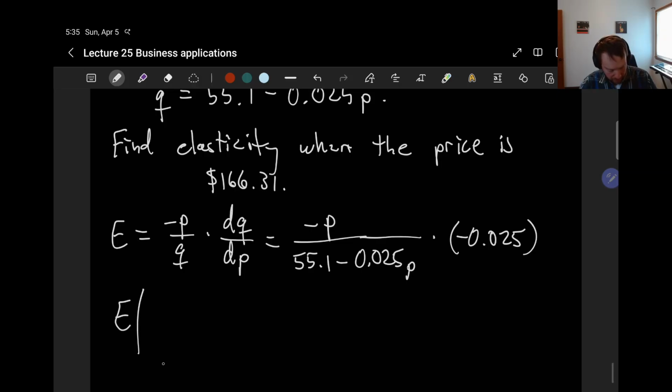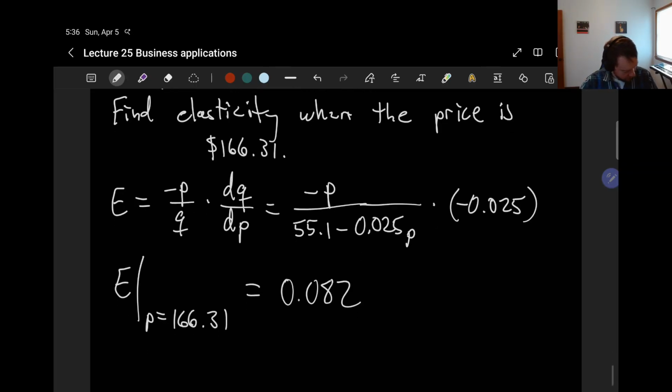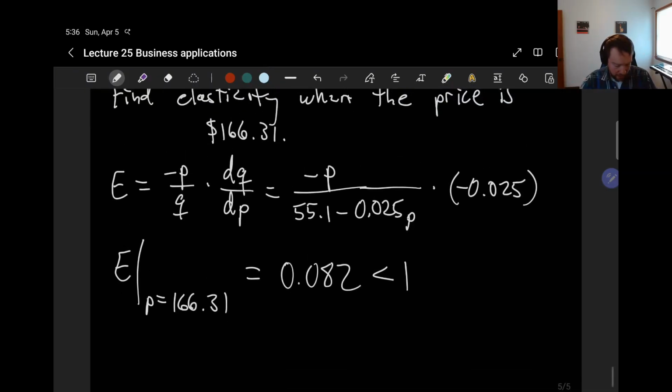Okay, so I'm going to use this notation where I'm evaluating at P equals 166.31. So just plugging that in. And I'll just cut to the chase here. This is what I got. So that's certainly less than 1. Less than 1. That's the important thing here. How does it compare to 1? Well, we're less. So that means demand is inelastic.